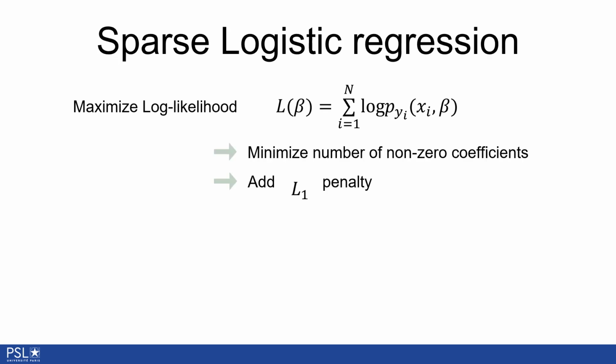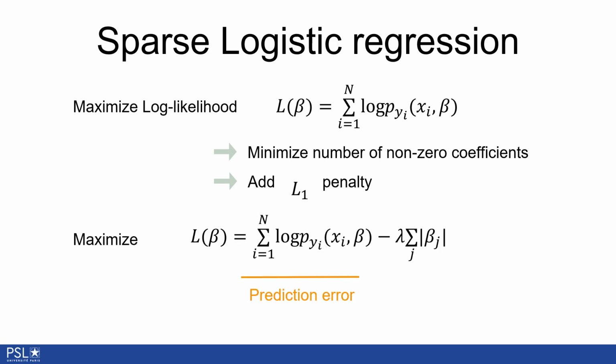To optimize interpretability in sparse logistic regression, the goal is to, moreover, minimize the number of non-zero coefficients. And as for linear regression, an efficient way of doing this is to add what is called an L1 penalty. So instead of maximizing log likelihood, sparse logistic regression maximizes a loss function that consists of the log likelihood together with an additional regularizer, the L1 penalty, which penalizes solutions where many coefficients beta take large values.